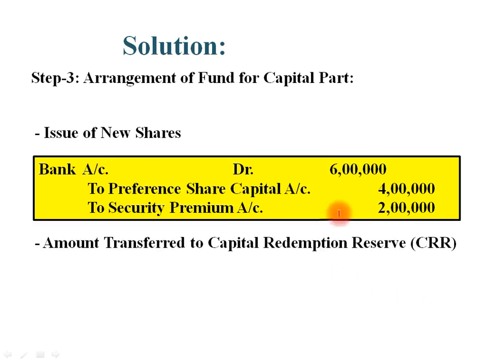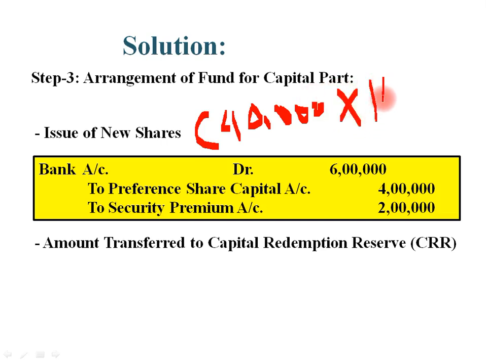Bank account debited 6 lakhs. How does it come? It's very easy. How many shares issued by the company? So our answer is 40,000. Per share face value is 10 and 5 rupees for premium. So 40,000 shares multiplied by 15 rupees per share. So total amount received by the company is 6 lakhs. Bank account debited 6 lakhs to preference share capital account 4 lakhs and securities premium account 2 lakhs.